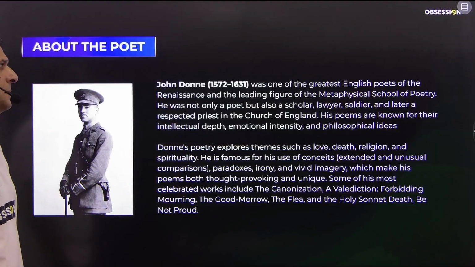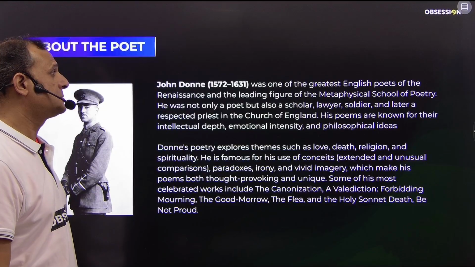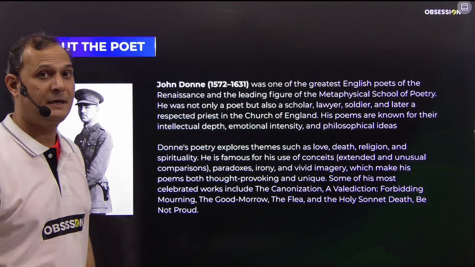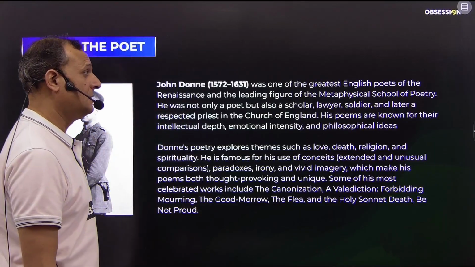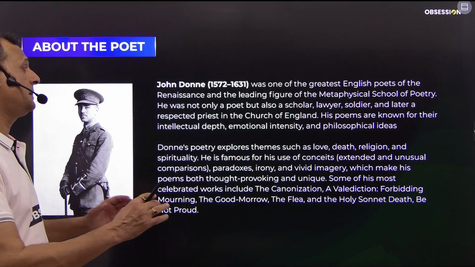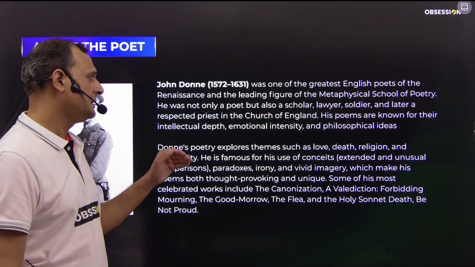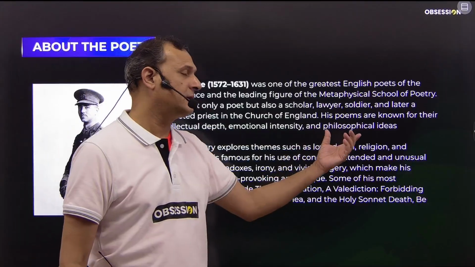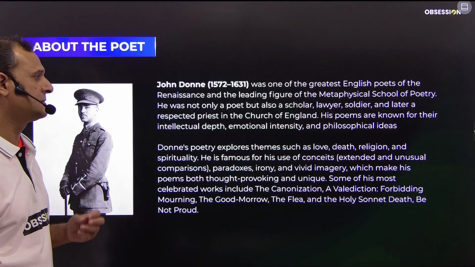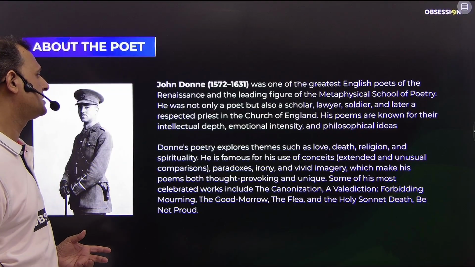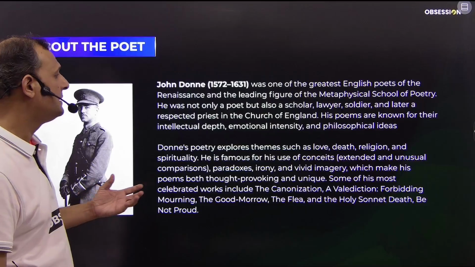He was not only a poet but also a scholar, lawyer, soldier, and later a respected priest in the Church of England. एक ही जन्म में बहुत कुछ कर लिया इन्होंने, हमसे एक ना हो पा रहा है, ठीक है. His poems are known for their intellectual depth, emotional intensity, and philosophical ideas. Donne's poetry explores themes such as love, death, religion, and spirituality. He's famous for his use of conceits, extended and unusual comparisons.